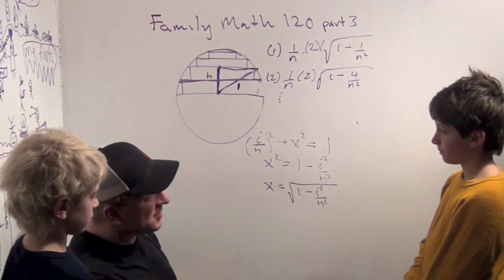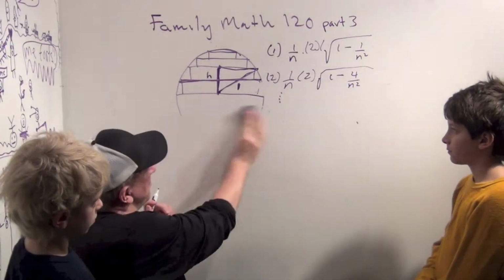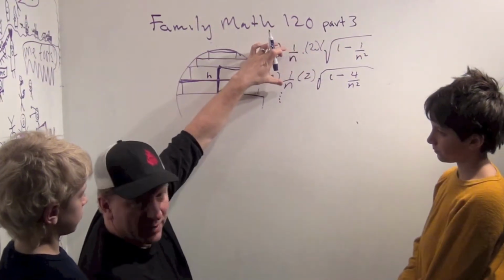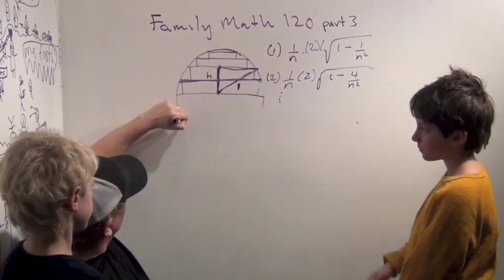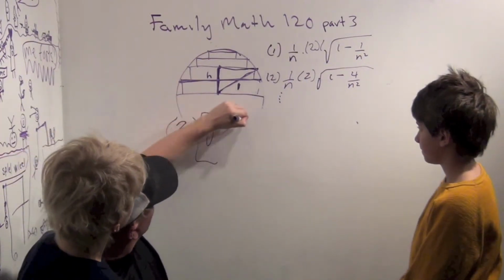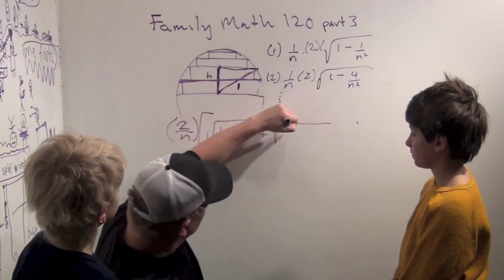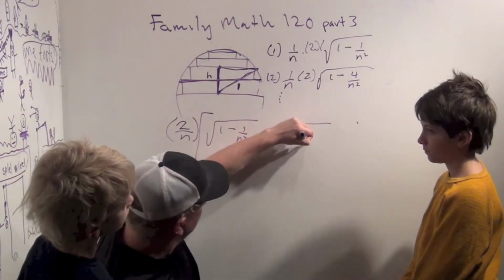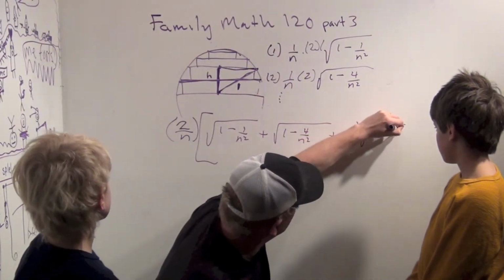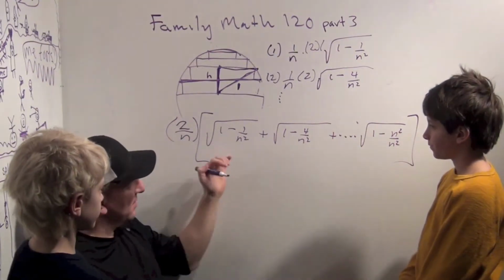There's no real nice way to do this, unfortunately. So we have to figure out how to add up. Well, each one of them has a 2 and a 1 over n, right? So let's factor that out. 2 over n times the square root of 1 minus 1 over n squared plus the square root of 1 minus 4 over n squared plus dot, dot, dot, the square root of 1 minus n squared over n squared. Okay, so we have this sum here.